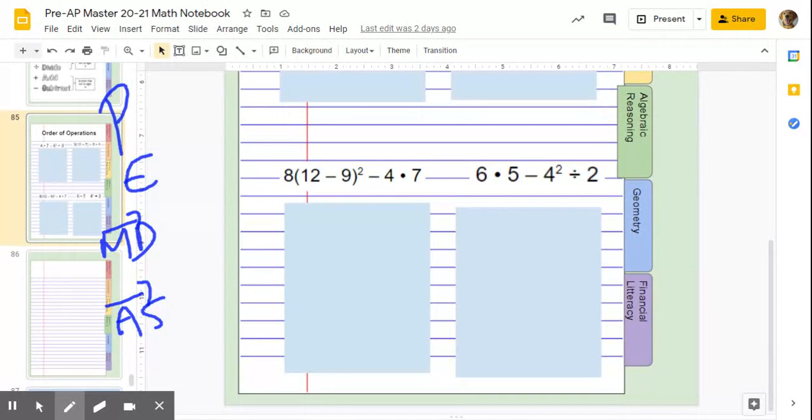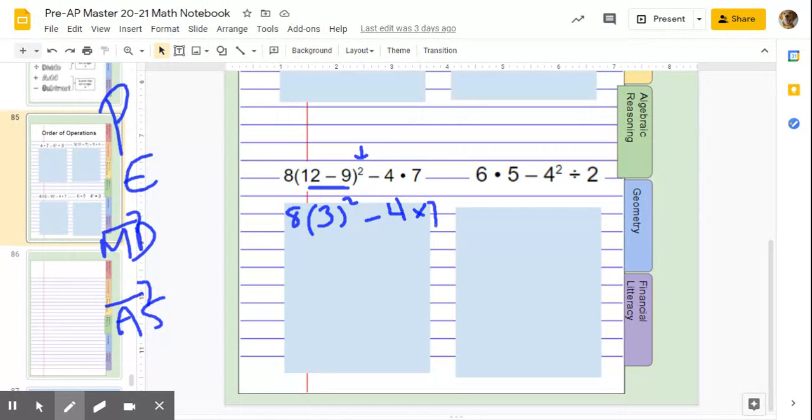All right, so we're going to follow the same order. So we're going to look at parentheses. So I see parentheses right here. We have 12 minus 9. 12 minus 9 is 3. Make sure you don't leave behind this exponent here when you rewrite it.